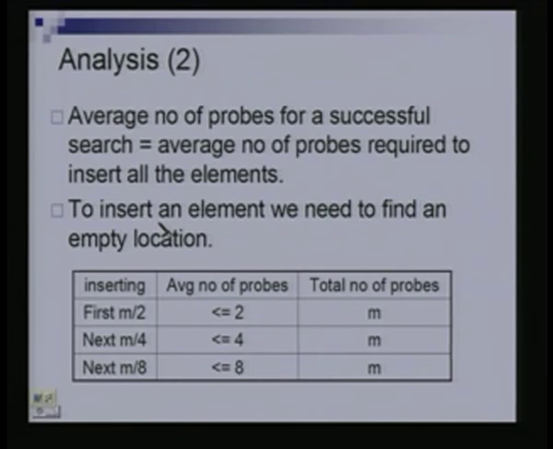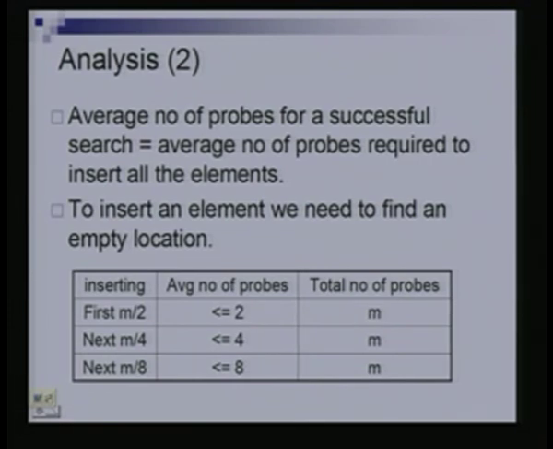When I am inserting an element, I need to find an empty location again. Now, suppose I began with an empty table and I am looking at the number of probes required to insert the first m by 2 elements. Size of the table is m. Let us assume m is 100. I am talking of inserting the first 50 elements. Suppose I have already inserted 48, 49 elements. When I am trying to insert the 50th element, what is the expected number of probes that are required?